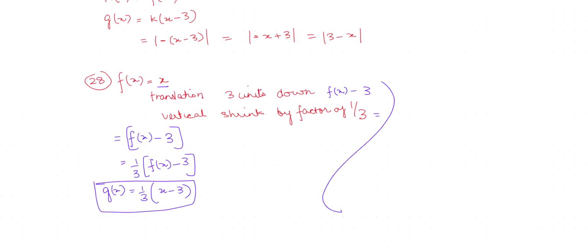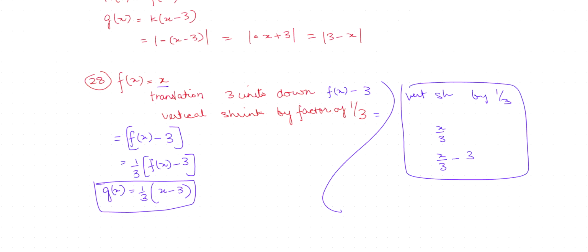If it were a vertical shrink first by 1 by 3, it would give x by 3. And then translate 3 down, so it would be x by 3 minus 3. So this is different from this one. Here it is first 3 units down, and then whatever function we have got, we multiply it by 1 by 3. Please keep practicing, and please let me know if you have any difficulty, and thanks for joining.